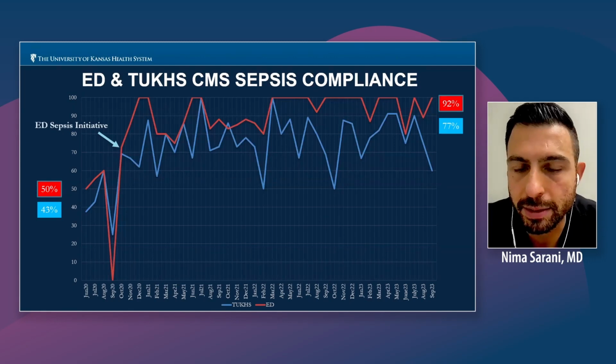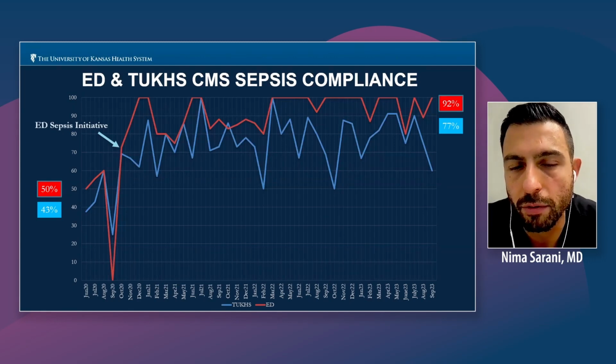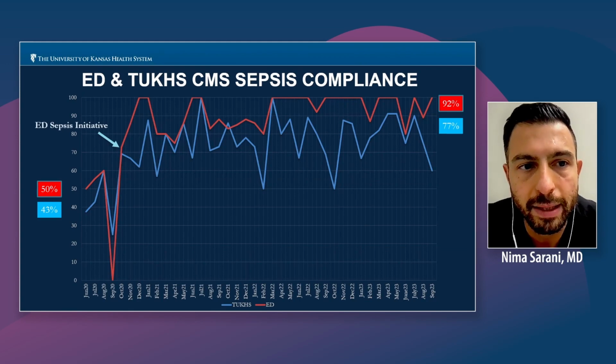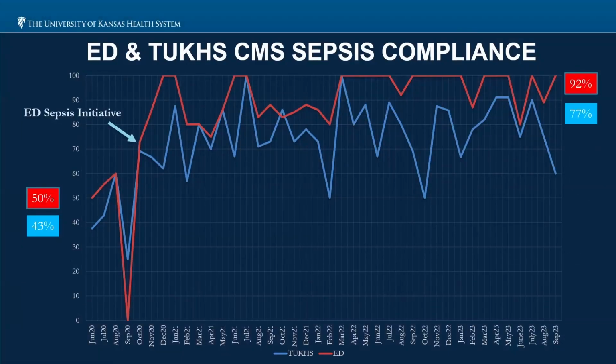I touched on this. On a monthly basis, we go through the overall CMS performance. In red, you can see our ED sepsis performance, which as you can see, there have been multiple months that we've had 100% compliance in the emergency department. And then the blue line shows our health system performance, as most of the patients that are septic come through the emergency department. With improvement of our compliance in the ED, you can see that the health system's compliance has also increased from the pre-phase to the post-phase.